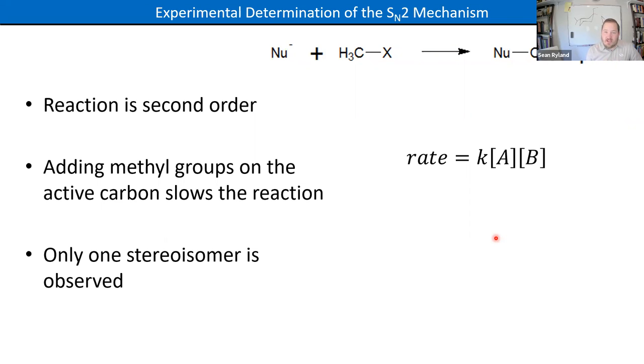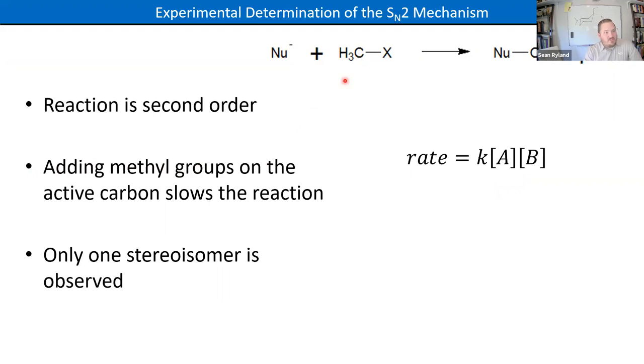A first order reaction would be like a tire blowing out. It doesn't matter how many other cars are on the road, the probability of your car blowing a tire is the same, right? The number of other cars is not going to affect that. So in this case, because it's second order, that tells us that we have a two-car collision, basically. We need both of these things to run into each other.